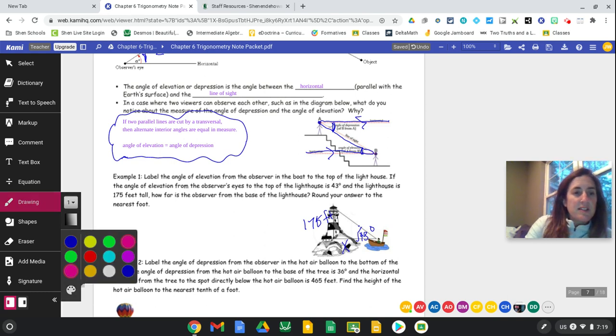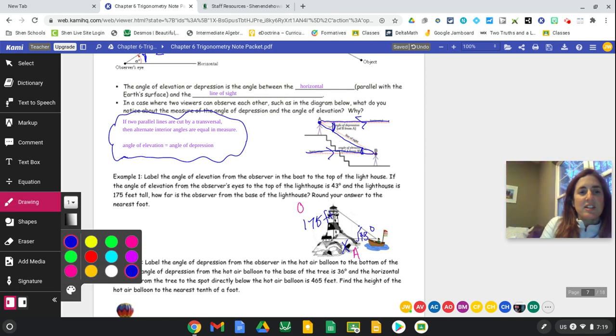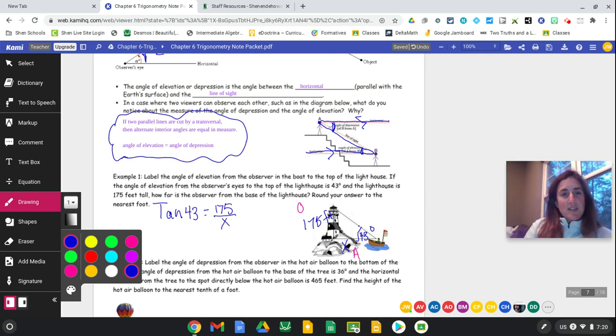Now, if you label your pieces in your triangle, the 175 is opposite your reference angle, and the x is adjacent. So my function that I'm going to use in this case is going to be tangent. So I'm going to use tan of 43 equals 175 over x, just like we've done in previous problems, and I'm sure we all did our Delta Math. So if I put this over 1, now I can cross multiply it. So tan of 43 times x equals 175.